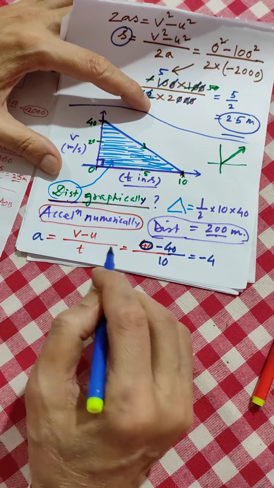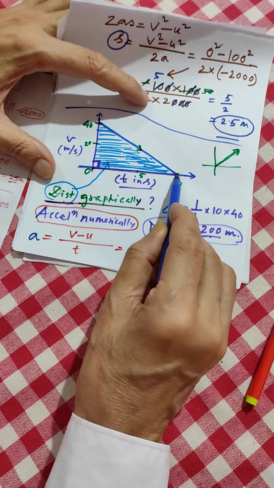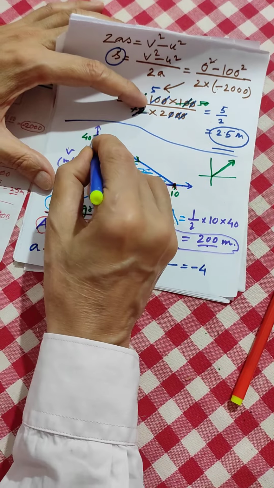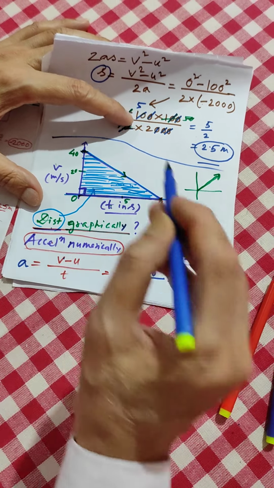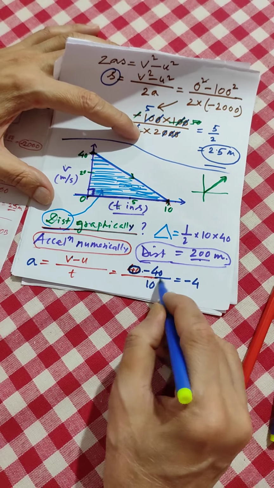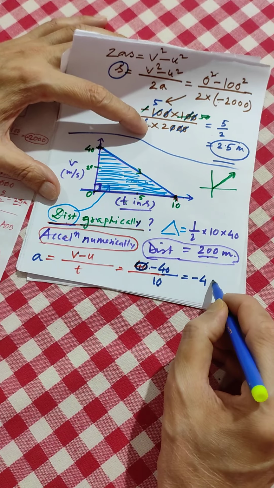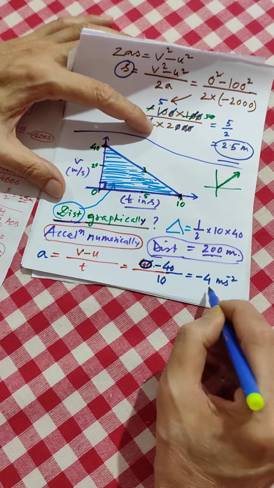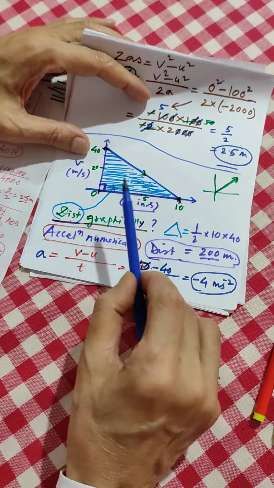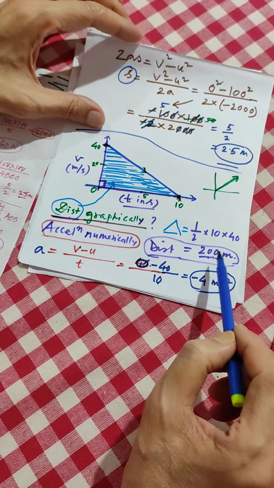So acceleration is v minus u by t. Now v is 0 because the body finally stops. This is the final point, velocity 0. So 0 minus 40, this is the initial velocity of the body, starting point 40. Now time is 10 seconds. So minus 40 by 10, what do you get? Minus 4 meter per second square. So mainly you will be asked to find the distance graphically, found by area. Is it clear?